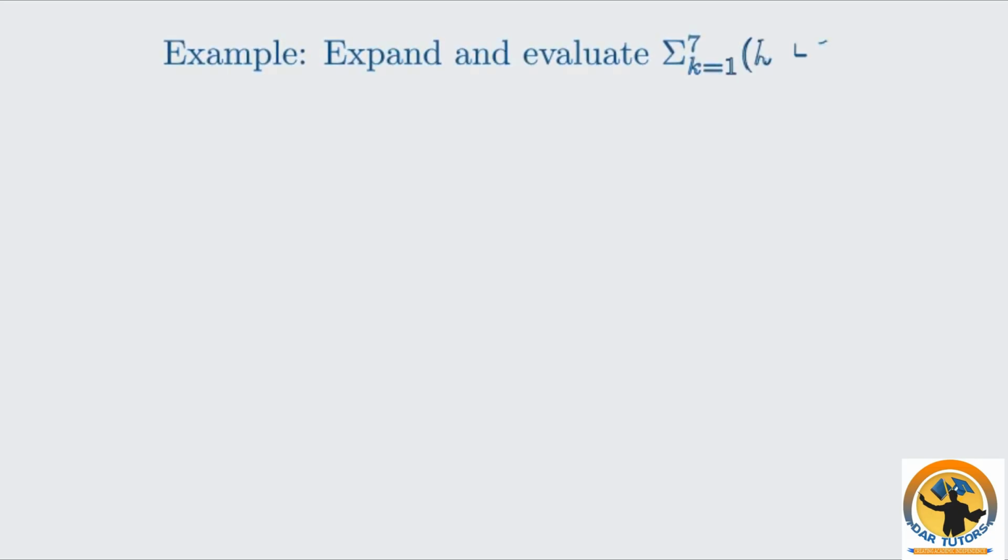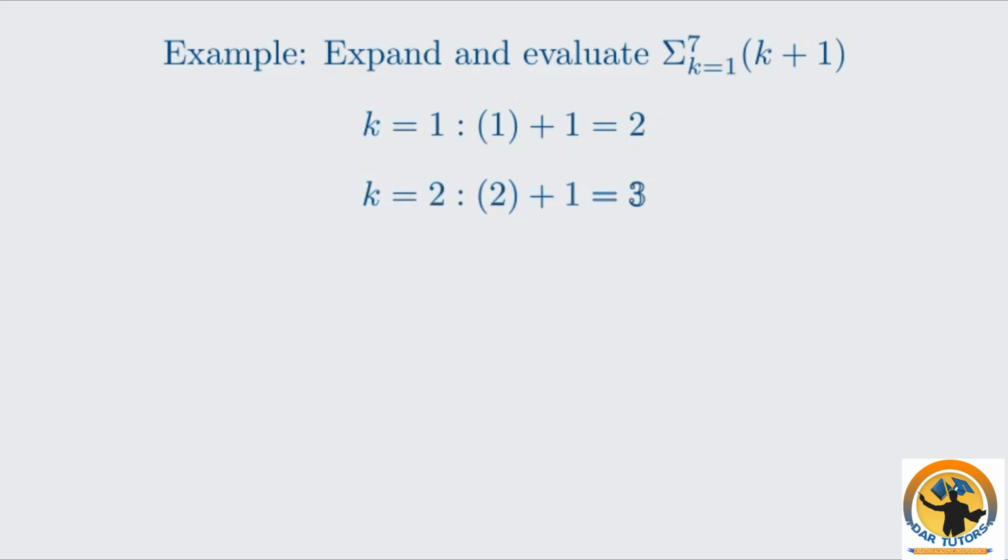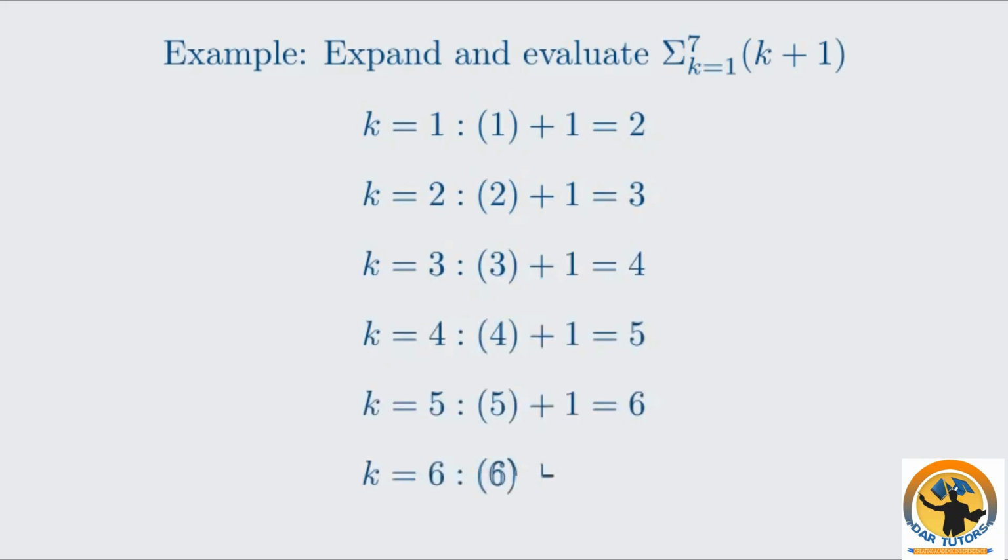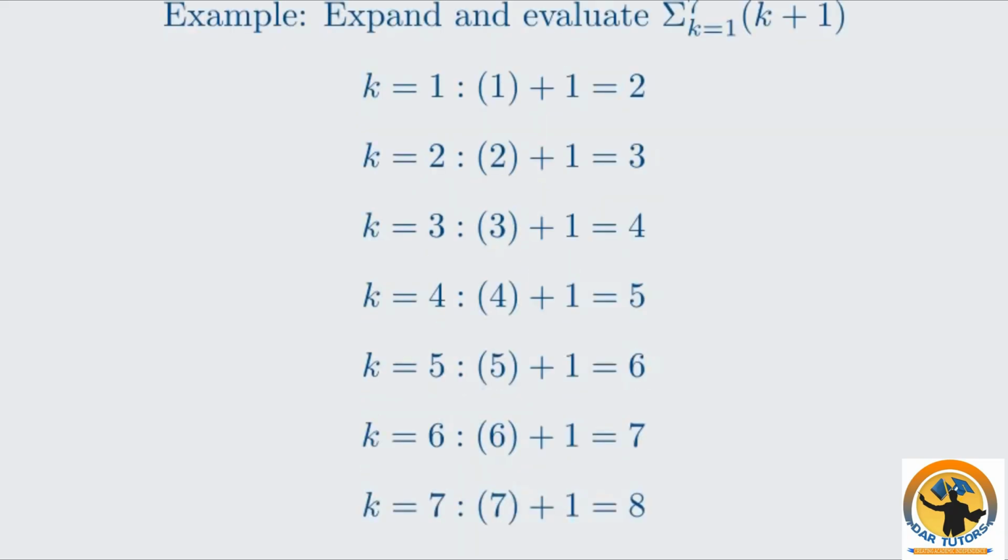Let's put this into practice with an example. Our goal here is to expand and evaluate a series written in sigma notation. Consider the expression, the sum from k equals 1 to 7 of the term k plus 1. To expand this, we substitute each integer value of k from the lower limit, 1, to the upper limit, 7, into the general term k plus 1, and then add the results. When k is 1, the term is 1 plus 1, which is 2. When k is 2, the term is 2 plus 1, which is 3. We continue this process for k equals 3, 4, 5, 6, and 7.